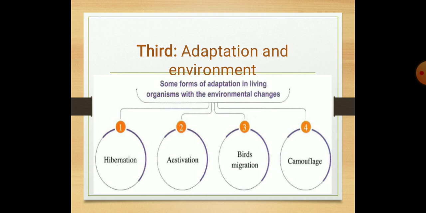Third, adaptation and environment. Some forms of adaptation in living organisms with the environmental changes: number one, hibernation; number two, estivation; number three, bird migration; and finally, camouflage.